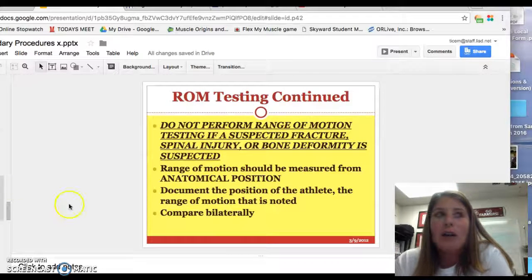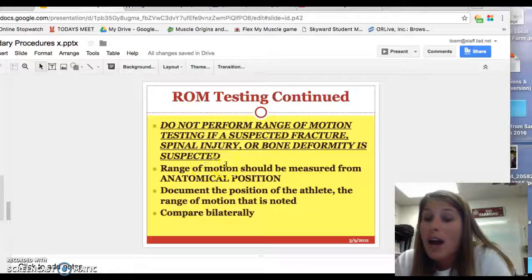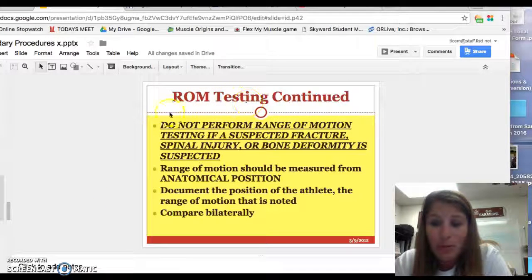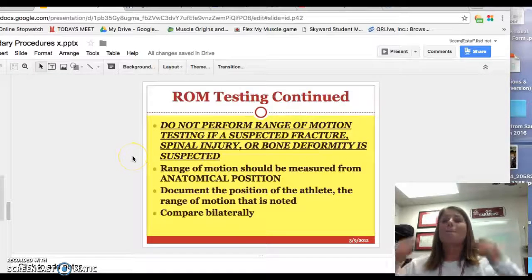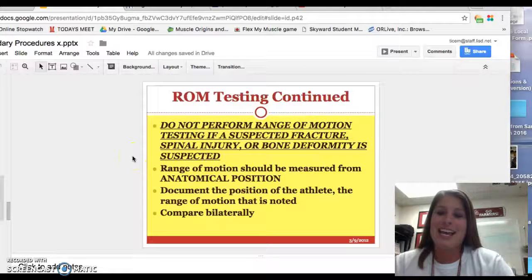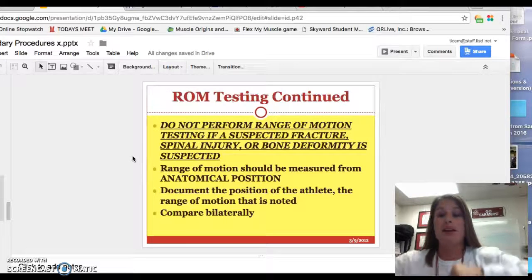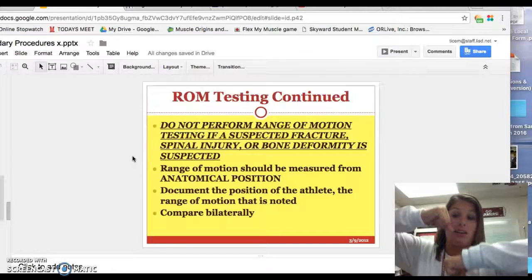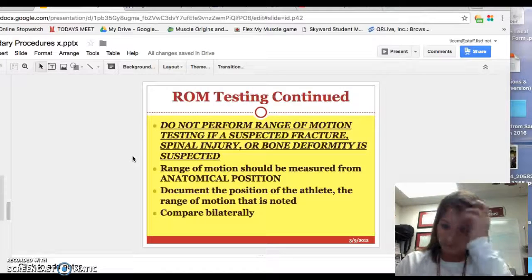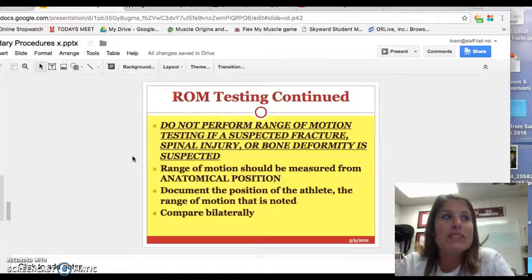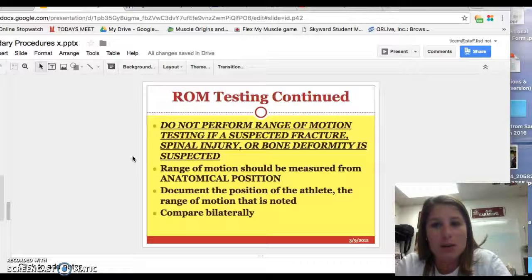Something to keep in mind though is you do not want to perform any type of range of motion testing if you think that there's a fracture. We've already talked about this before. If you have a broken bone, you don't want to move it and create a bigger broken bone. And you also don't want to do this if you suspect any type of spinal cord injury, because any extra movement with a spinal cord injury could be life-altering.